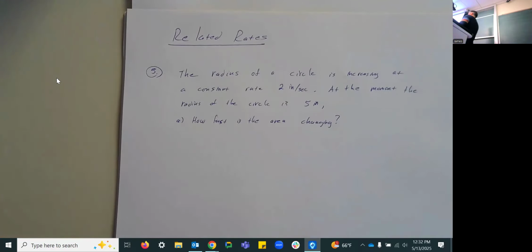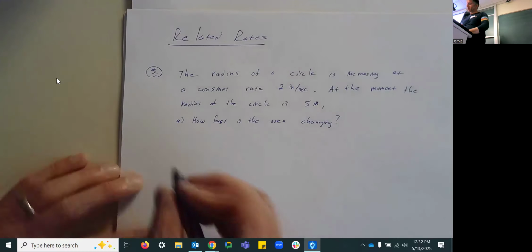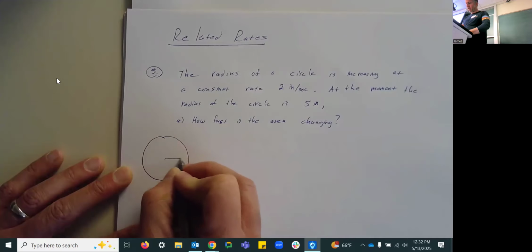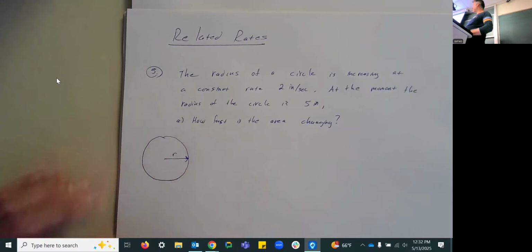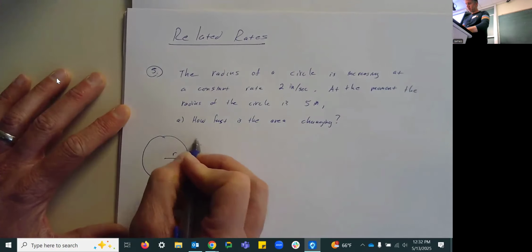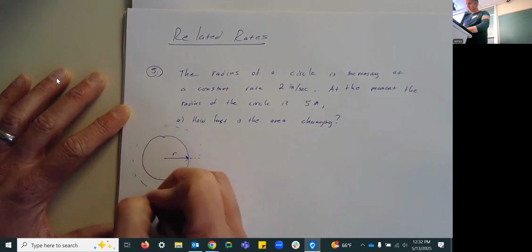So here's what I would suggest. When you have a related rates problem, not always, but almost always, it's a good idea to draw a picture of what's happening. So here, the picture you could probably get away without drawing, but I'm still going to draw it. I've got a circle. I've got some radius. And that radius is increasing. So, right, as it gets bigger, the circle gets bigger.